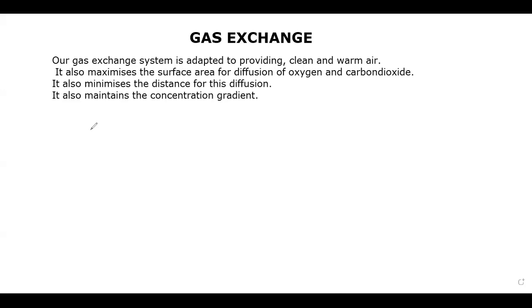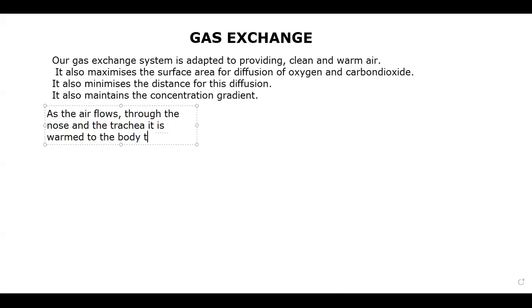Now, what actually happens is that as the air flows through the nose and the trachea, it is warmed to the body temperature and moistened. So whatever the body's temperature is, what is it? 37 degrees centigrade. So it will warm it to the body's temperature and moisten it by evaporation from the lining.